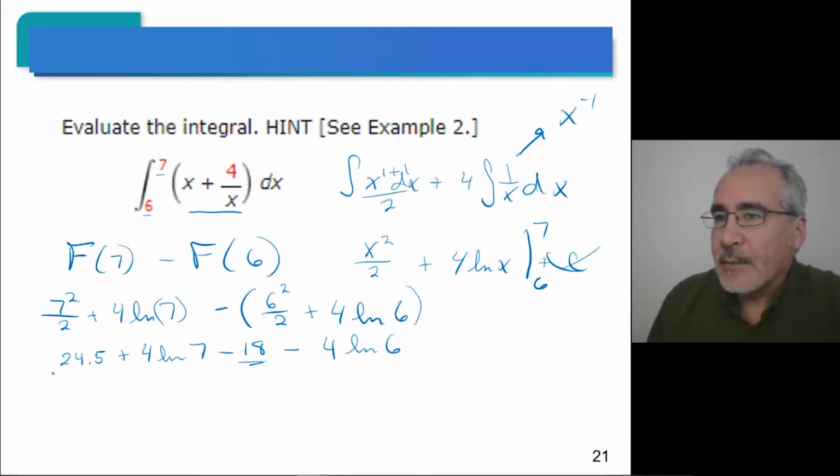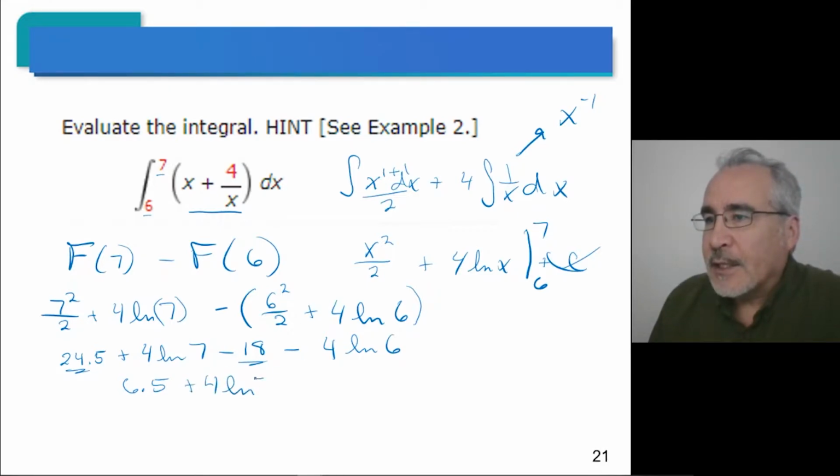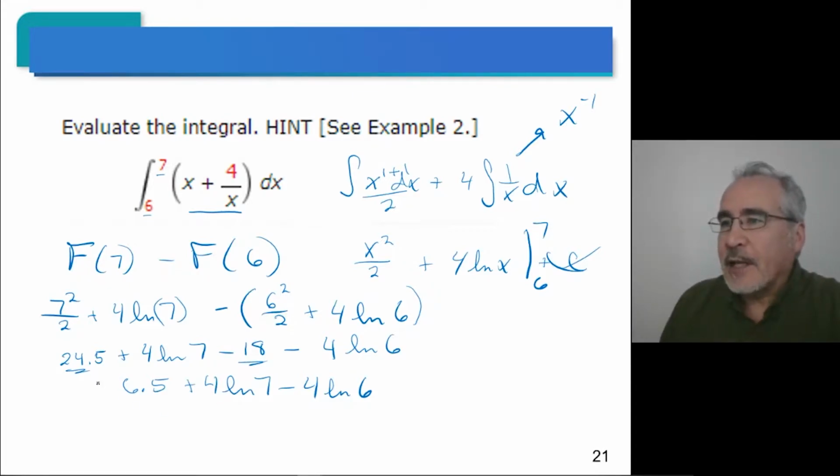We can combine like terms, 24.5 minus 18, so that's going to be 6.5. Now you could either factor the 4 out or leave it, it really doesn't matter. So we have 6.5 plus 4 natural log of 7 minus 4 natural log of 6. I would kind of just leave it that way.